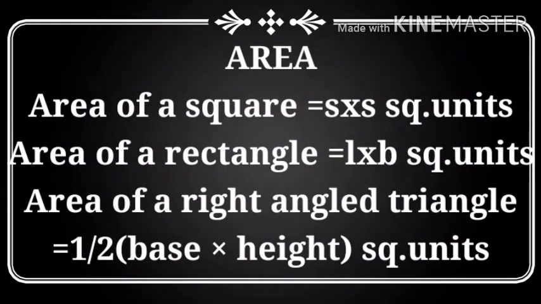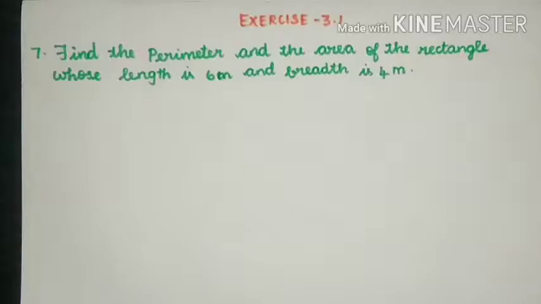And then to find the area of a square, rectangle and right angled triangle: Area of the square is equal to S into S square units. Area of a rectangle is equal to L into B square units. Area of a right angle triangle is equal to 1 by 2 into base into height square units. Students, keep in mind, to find area we have to use square units. If it is given as meter, we have to use square meter or meter square.